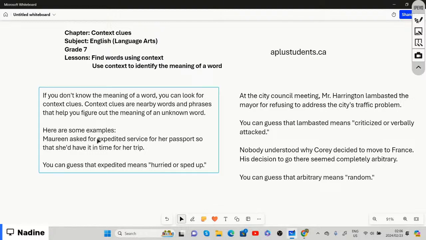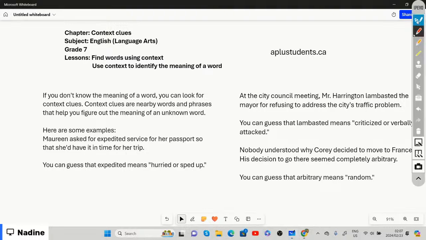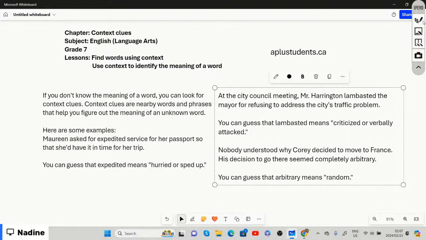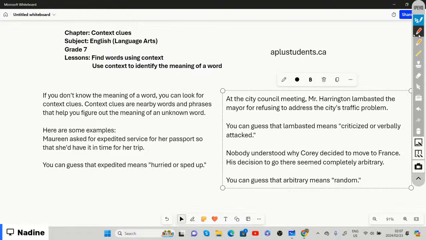All right, so once again, if you don't know the meaning of a word, remember there are going to be times where you don't know the meanings of certain words. But you can always look for certain clues. When we say certain clues, we can say context clues, because you can find something within context. Context clues are nearby words or phrases that can help you figure out the meaning of an unknown word.